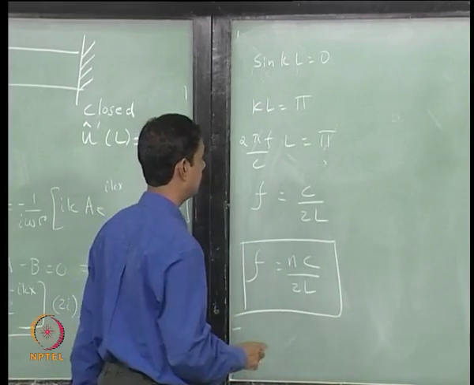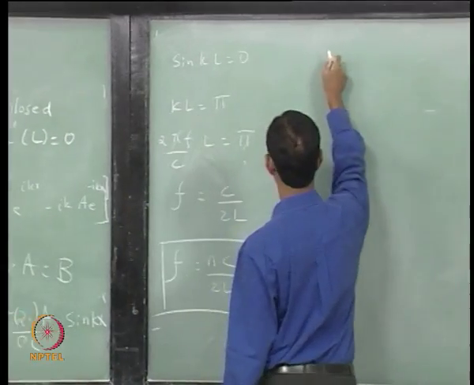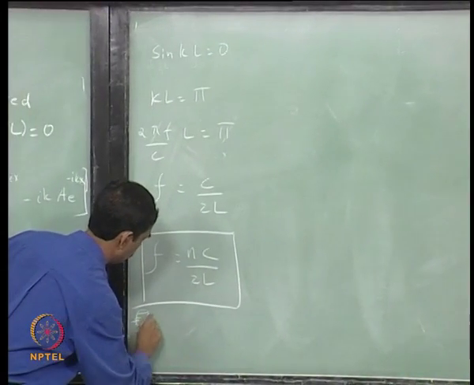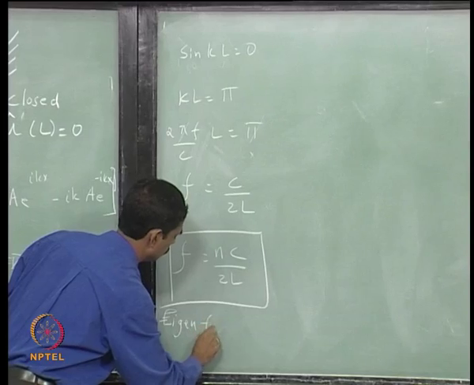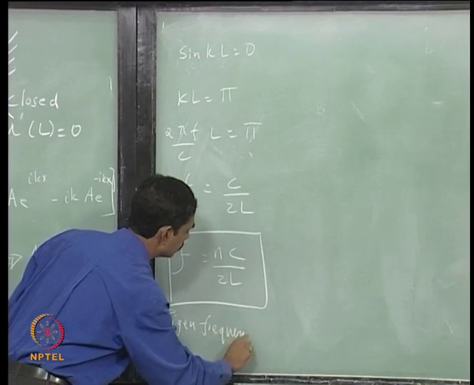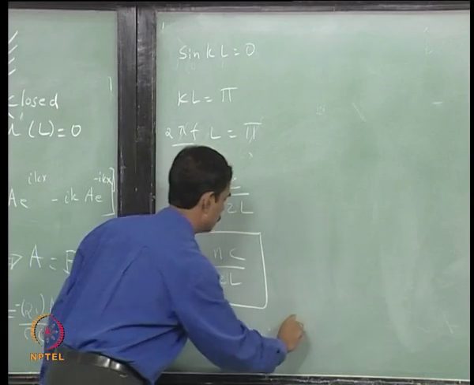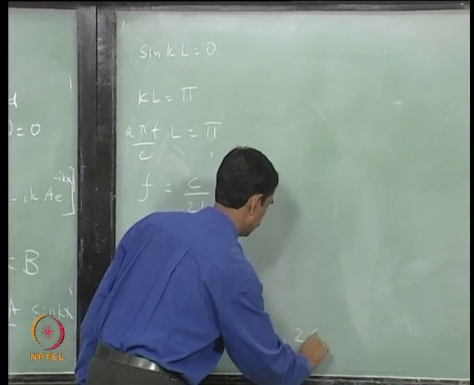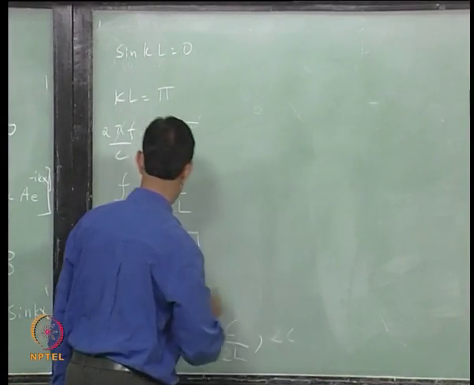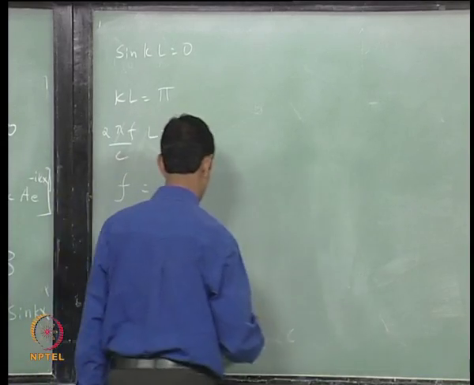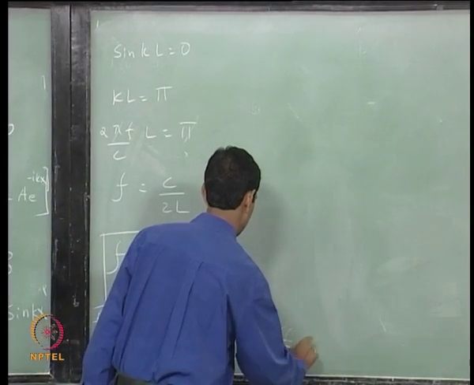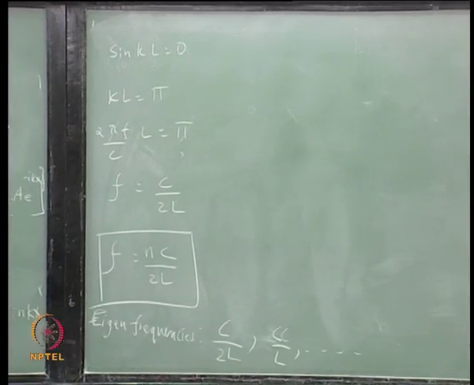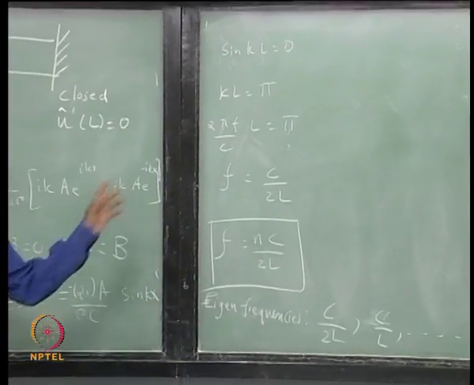So our eigenfrequencies or natural frequencies are c by 2L, 2c by 2L, which is c by L, and so on and so forth. This okay?